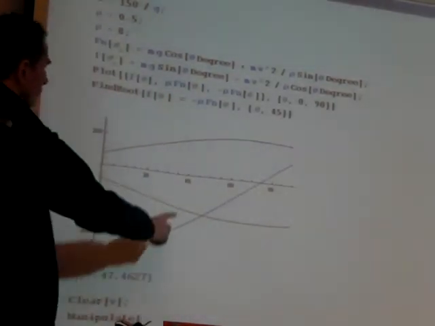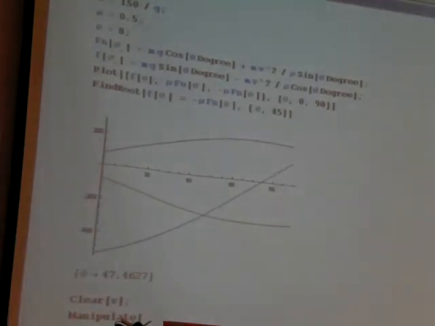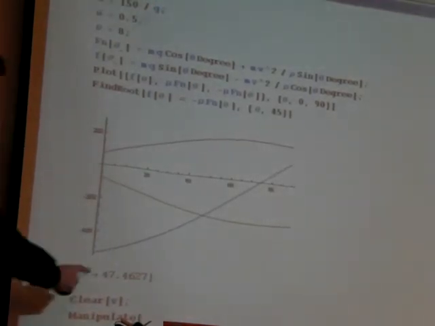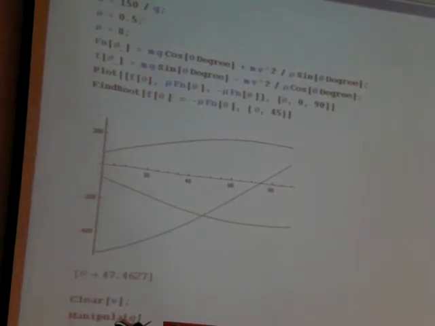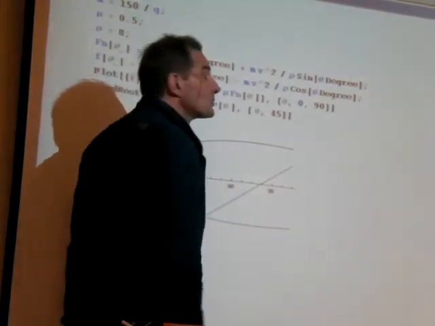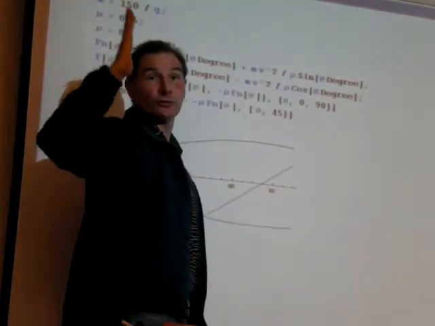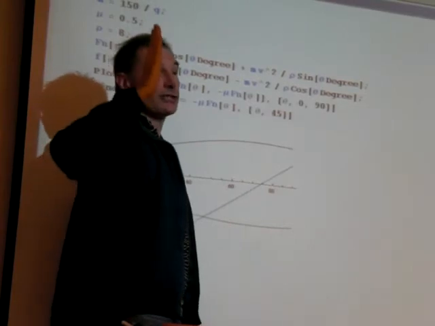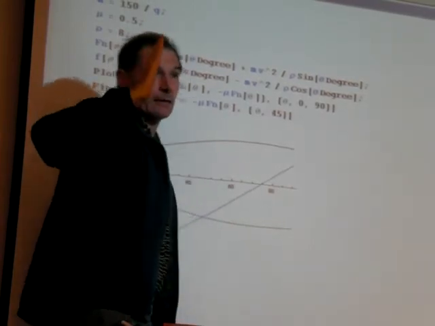So then you can ask Mathematica to solve for that angle, and you find that it is 47 degrees. So if the cushion is bent less than 47 degrees, so if it is more horizontal than 47 degrees, the person will fly off. And here, there is no intersection between this and that, so there is no maximum value of theta. So the person can be vertical, and the person still stays on the cushion, as long as it's going that velocity.